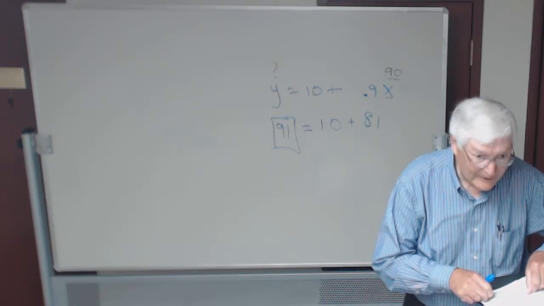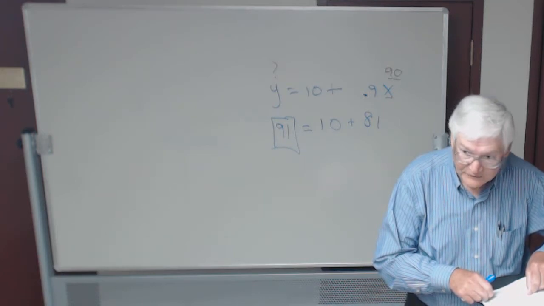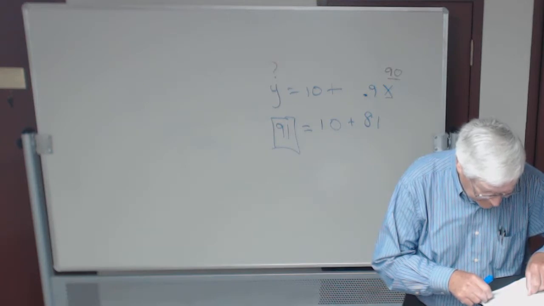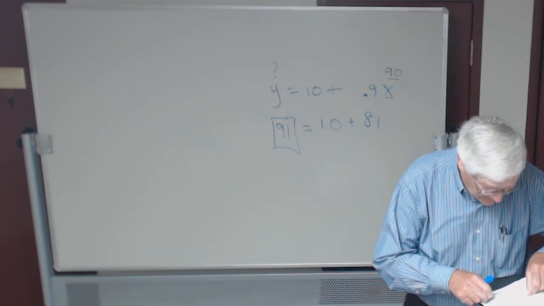Does everybody understand that when I put the little dental floss there, I know it's a negative correlation? So now I have two choices for negative: negative 1 or negative 0.9.